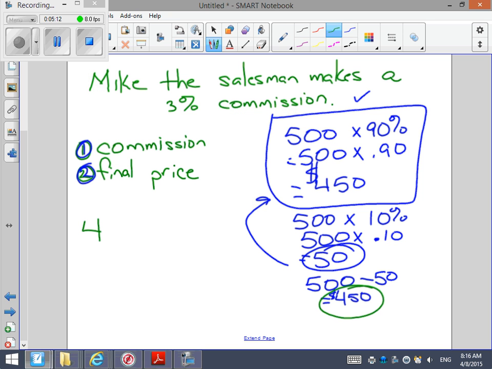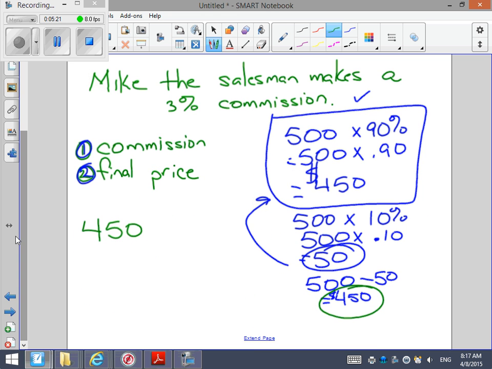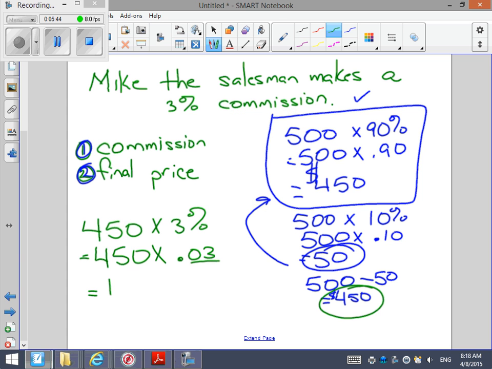We're going to take the $450 sales price and find out what Mike's commission is. Remember, it was 3%, so we're going to multiply by 3%. We've done percent so much. Remember that 3% is decimal 0.03 and not decimal 0.3. You have to divide 3 by 100 and you'll get 0.03. And 450 times 0.03 equals $13.50.